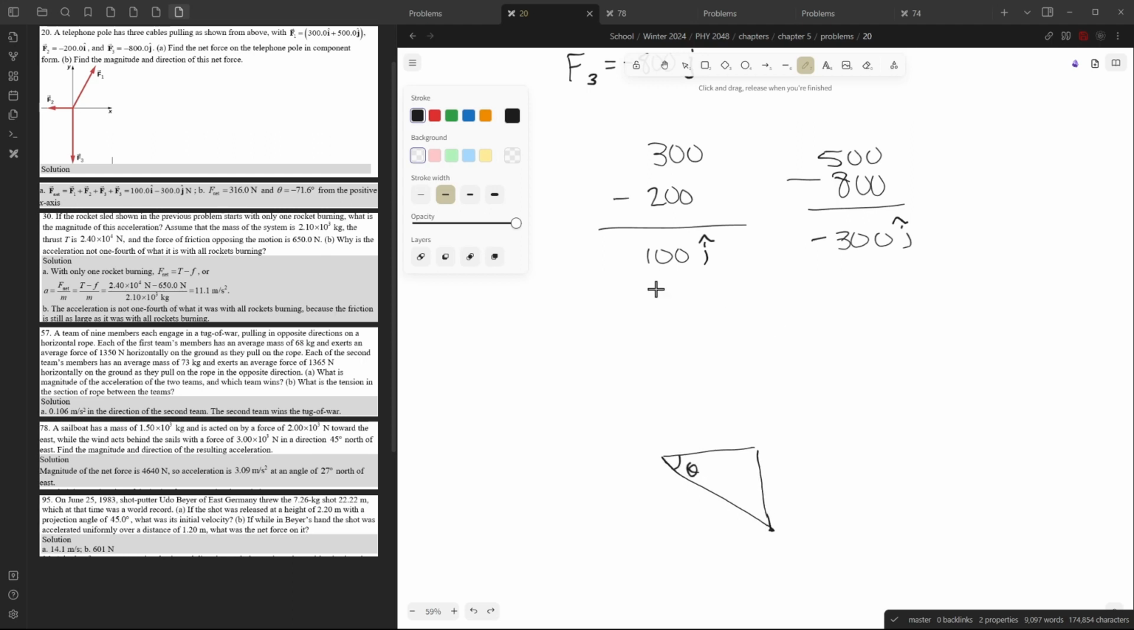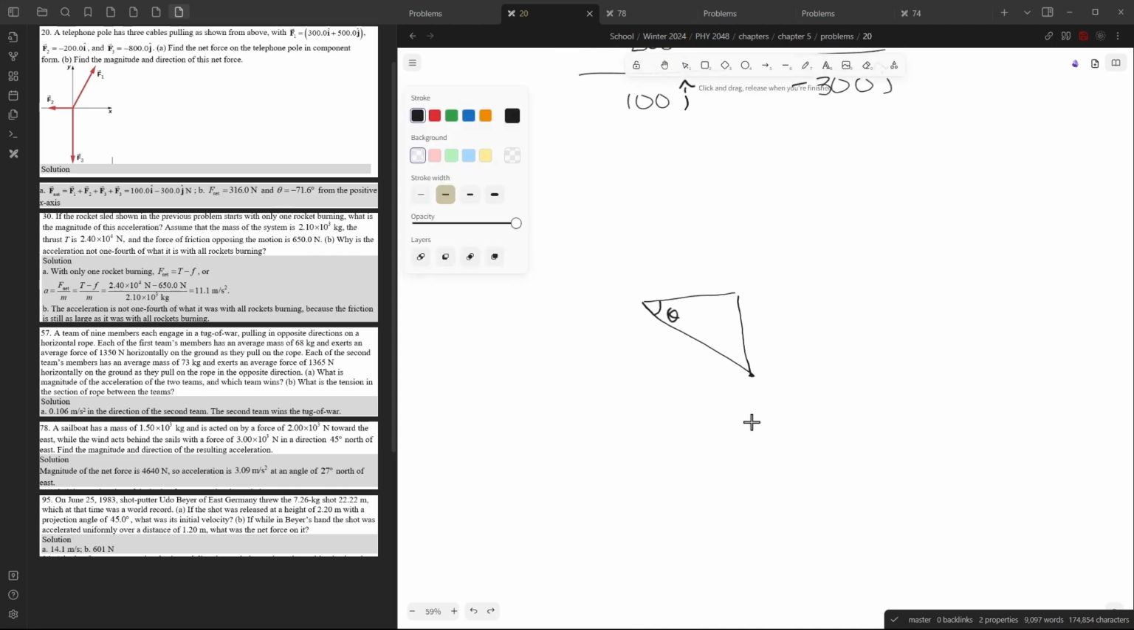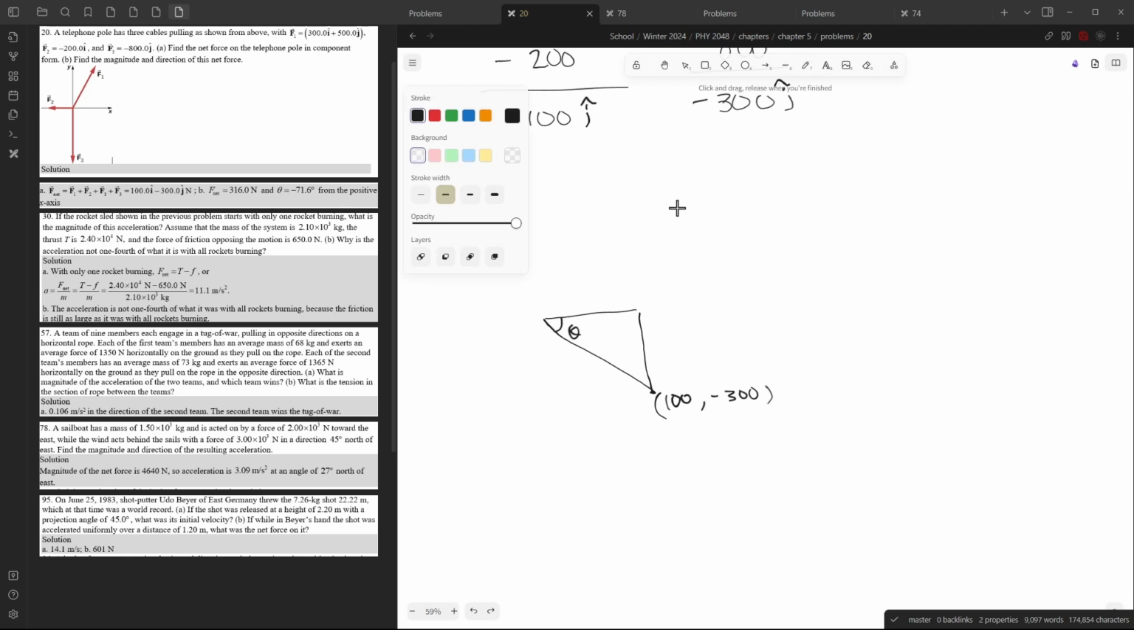We find theta. We know that this is 100 and negative 300. And theta angle is going to equal arctan of negative 300 over 100. And it's negative, so we do not have to add 180 because our y is negative. It's only if our x is negative. South of east or something like that.